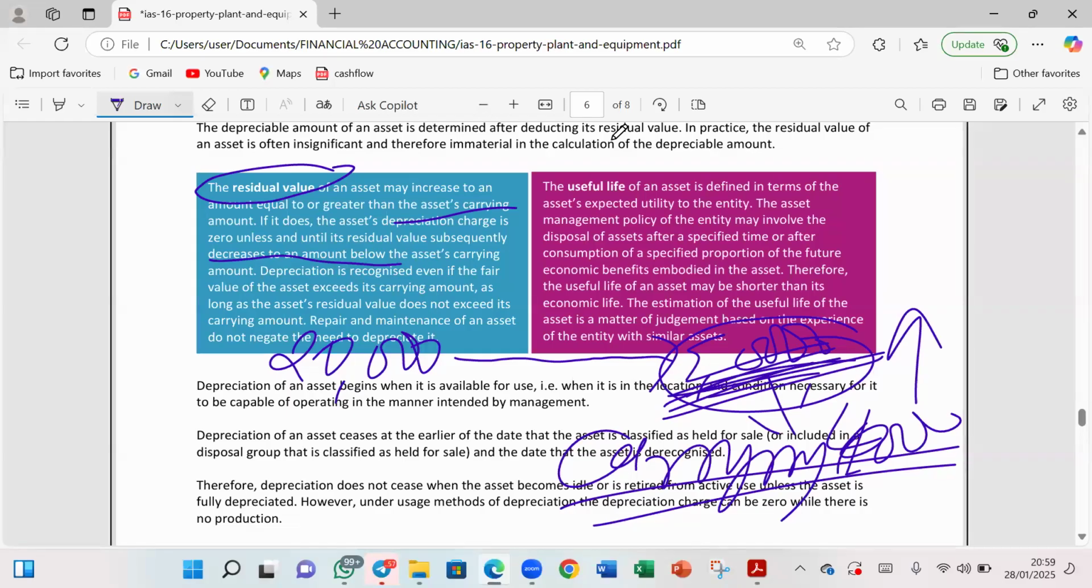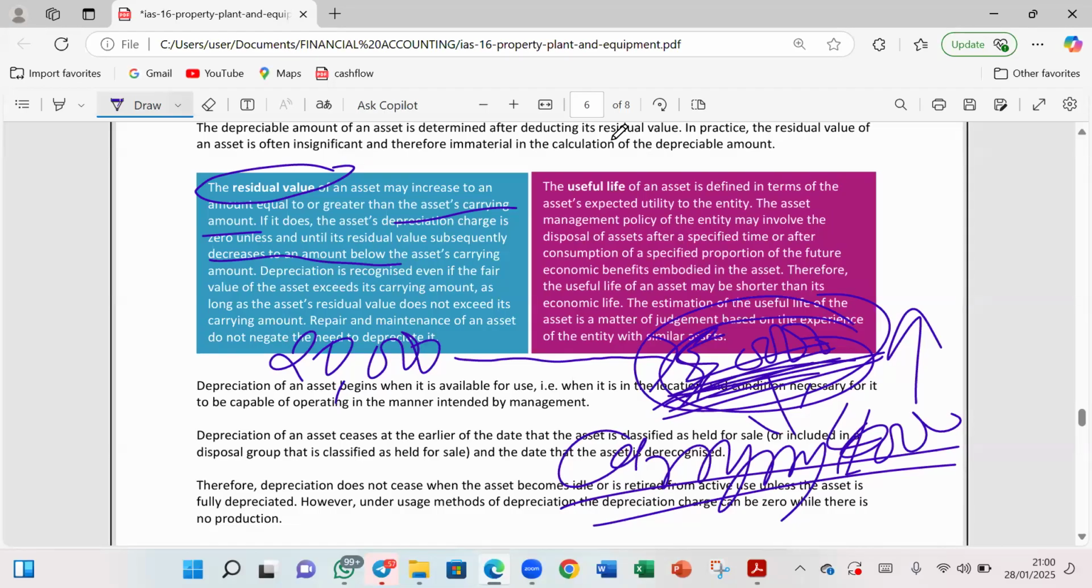Now, the residual value of an asset may increase to an amount equal to or greater than the carrying amount. So it can be either more or less than the carrying amount. If the residual value is 5,000, the carrying amount can be more than the residual value, which can be 6,000, or it can be less than the residual value, which can be 4,000.